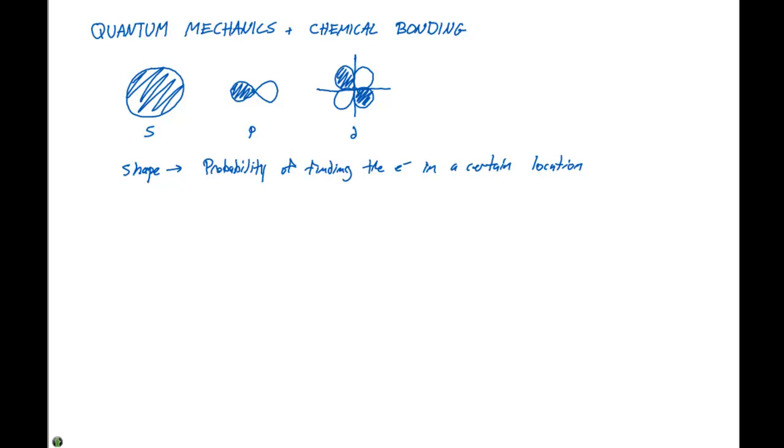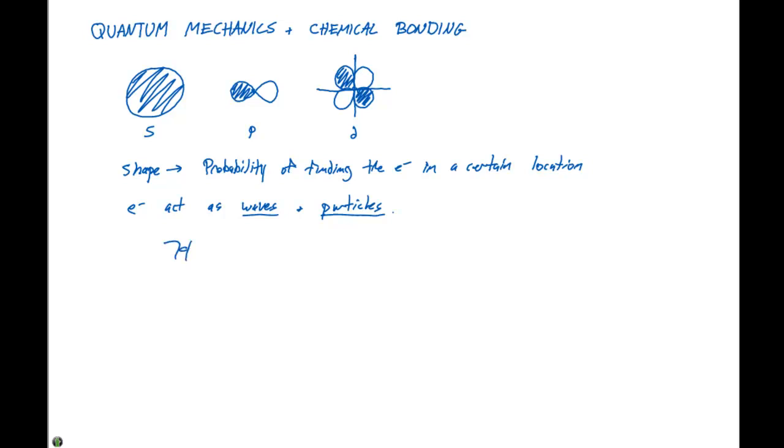Heisenberg had his uncertainty principle, and he talked about how we don't know the exact location and momentum of a particular electron. And this is because our electrons act as waves and particles. So we have to keep both of these in mind.